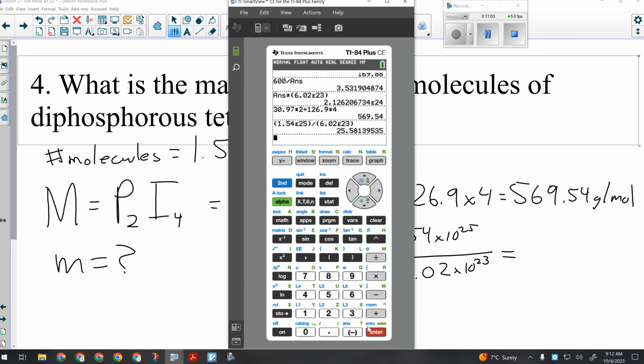569.54 times 25.58. You would get a mark for that step, so we're up to 3. Sorry, you get a mark for your algebra, a mark for plugging in the numbers, and then our final answer, so times that number.